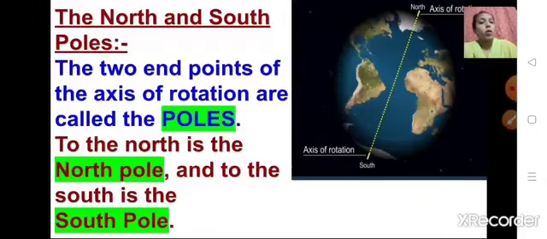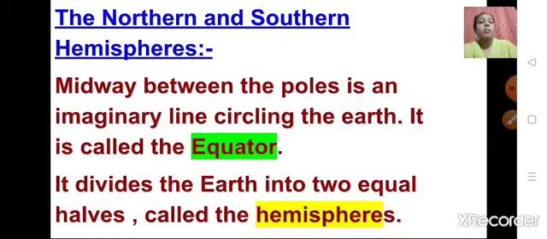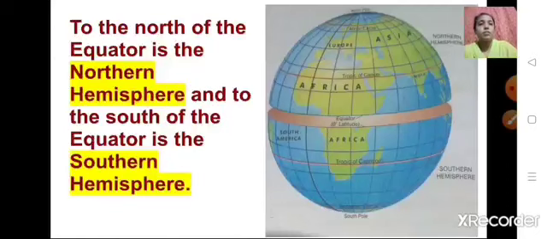The two end points of the axis of rotation are called the poles. To the north is the North Pole and to the south is the South Pole. Midway between the poles is an imaginary line circling the earth. It is called the equator. It divides the earth into two equal halves called the hemispheres. To the north of the equator is the northern hemisphere and to the south is the southern hemisphere.